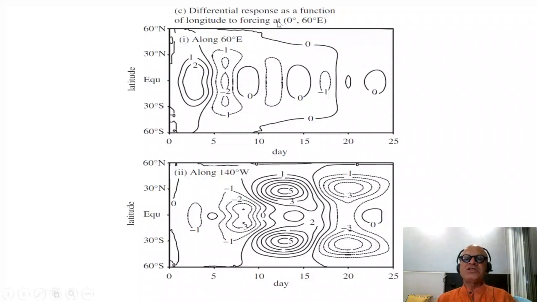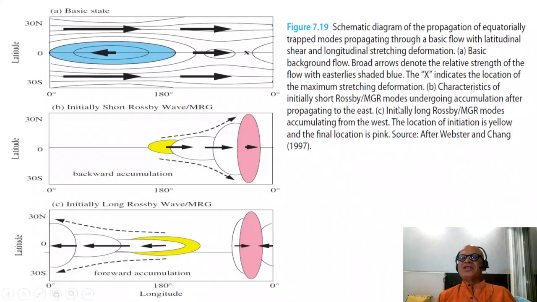Okay. Differential response as a function of longitude to forcing. This is at 60 degree east, and this is at 140 degree west. So this is looking at a meridional section at 60 degree east, which is in the Indian Ocean, and 140 degree west, which is in the central eastern Pacific. So you can see that Kelvin wave packets are propagating eastward, and then they meet the Rossby wave that is coming back around. So you had the wave generated here, Rossby wave went westward, Kelvin wave went eastward, and you can see the interaction then expands the energy propagation out towards higher latitudes. That is schematically shown here.